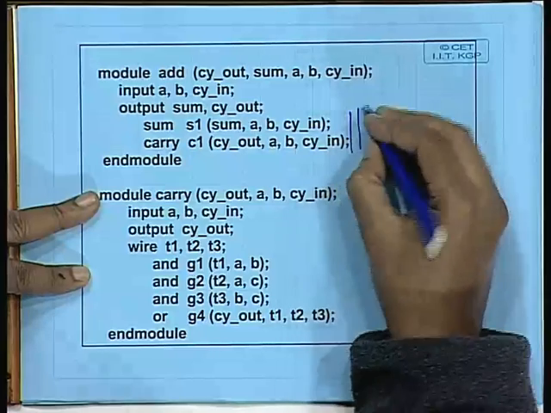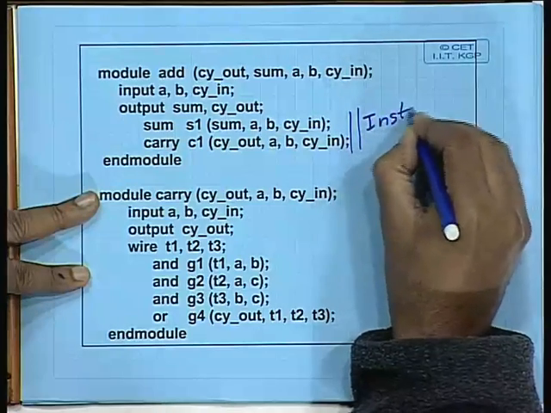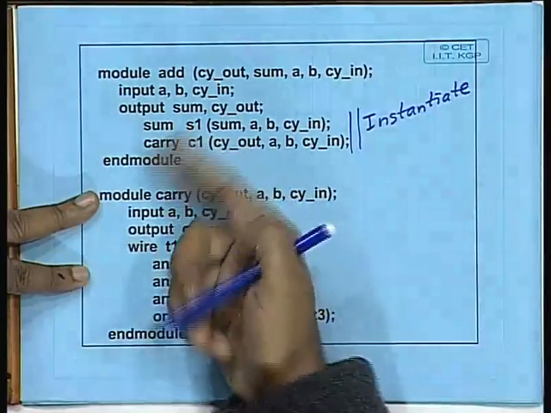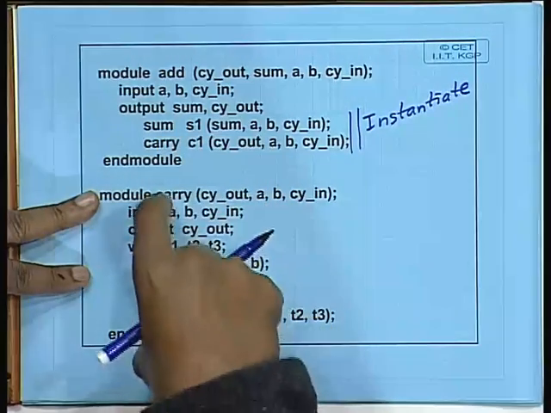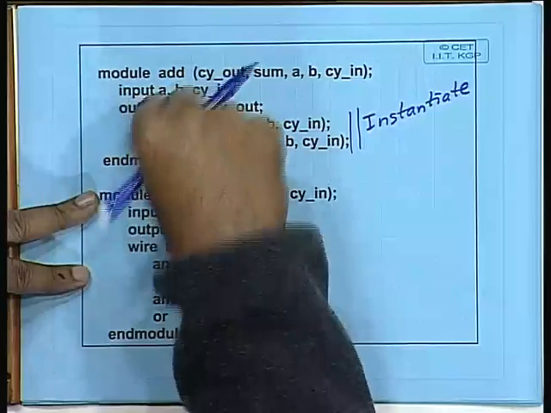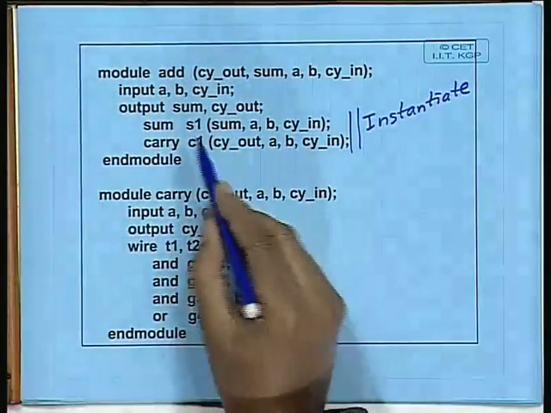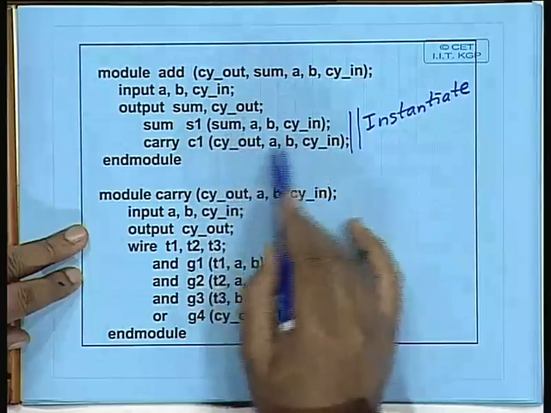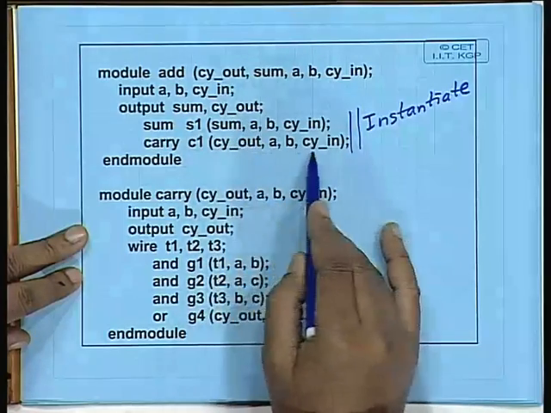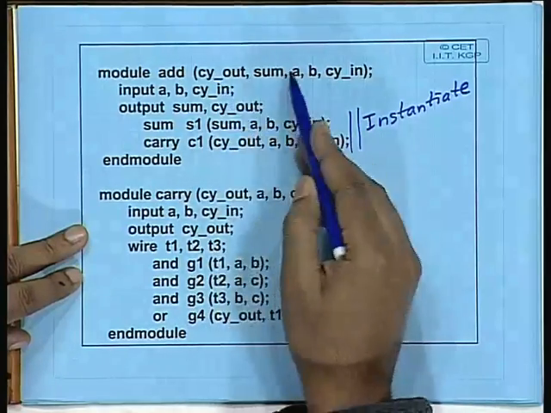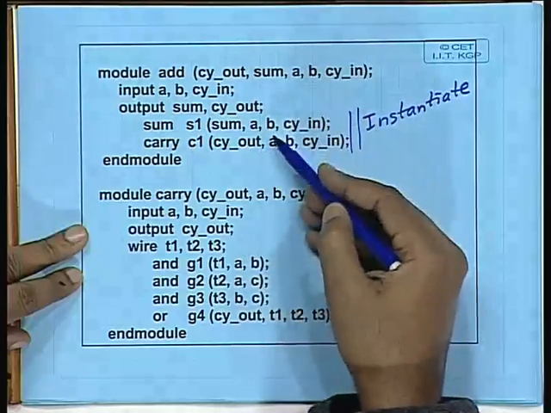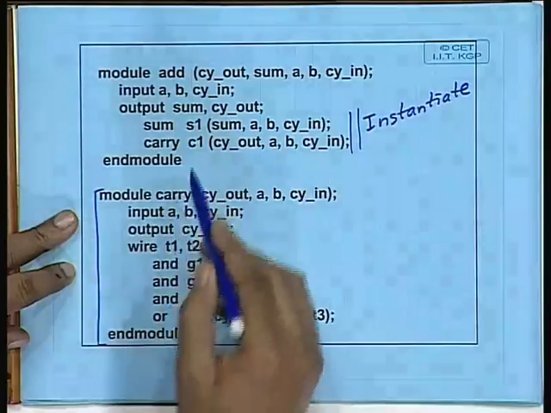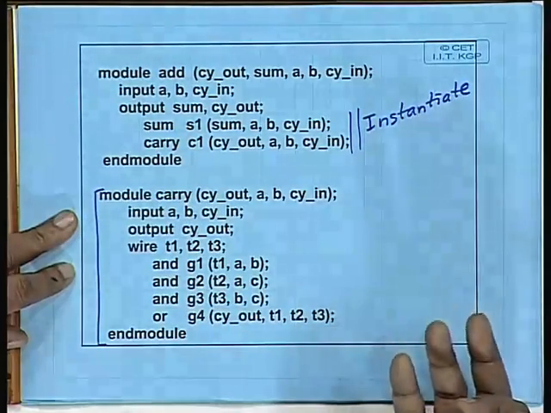These are examples of instantiations. Just like we call a function from another function, we are just including a module inside this module. So, we are including the sum, we are including the carry, and we are using the parameters in a proper way, so that these parameters and these can get proper correspondence. Well, here I am showing the code for carry. For sum I am not showing, sum will be very similar.